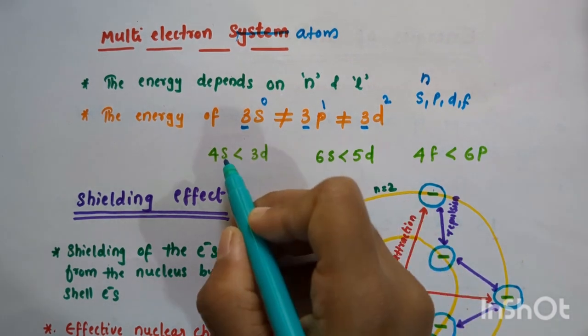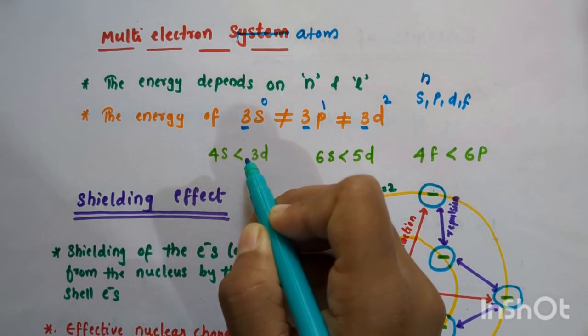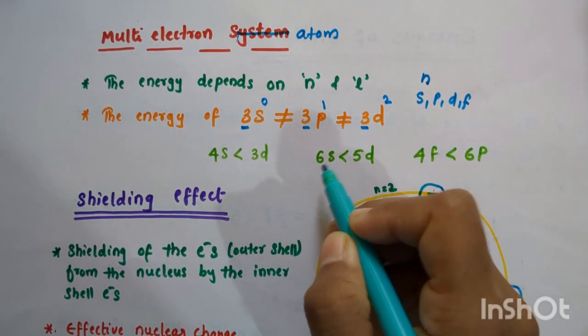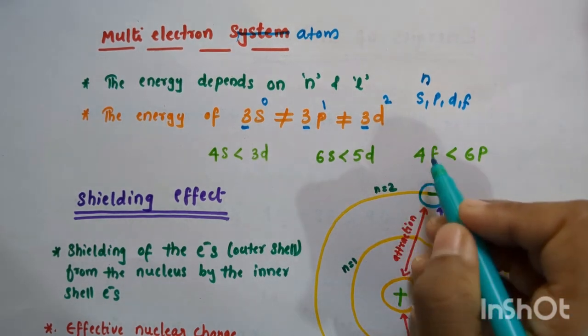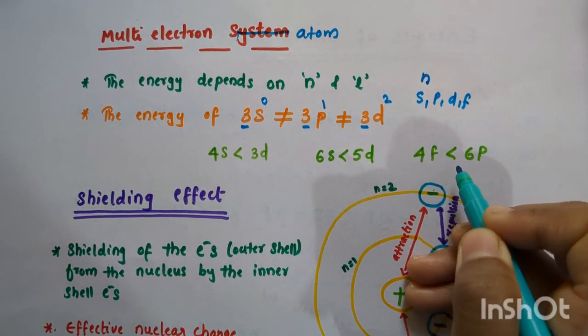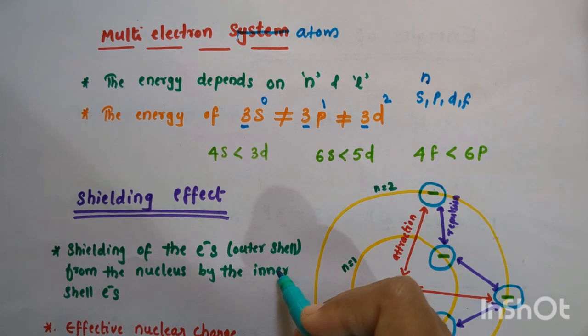The energy of the 4s orbital is less than that of the 3d orbital. The energy of the 6s orbital is less than that of the 5d orbital. The energy of the 4f orbital is actually less than that of the 6p orbital.